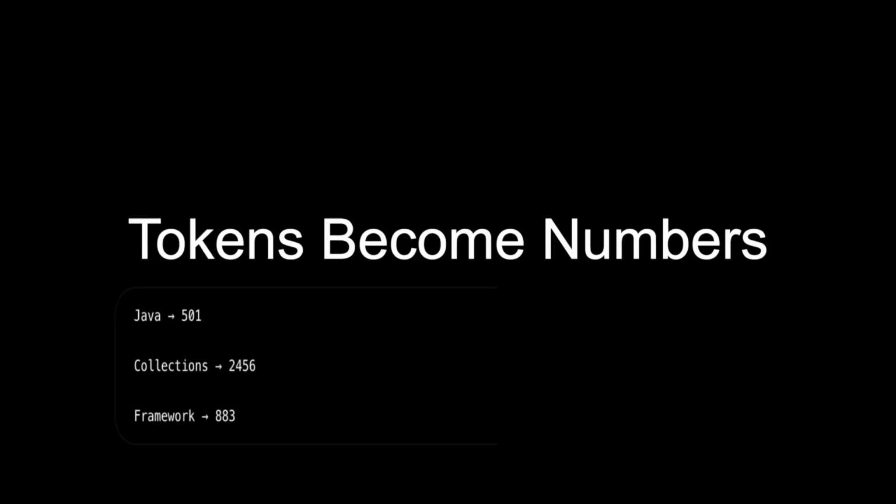After tokenization, each token receives a numerical identifier. Now the model can process the input. At this point, your sentence is no longer text. It's a sequence of numbers. Whenever you hear terms like context window or token limit, they refer to these tokens. The model doesn't count words, it counts tokens. This becomes important when working with large prompts.